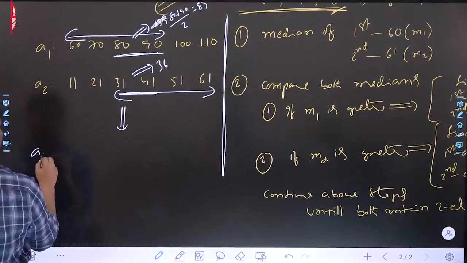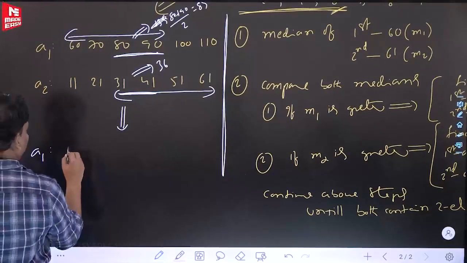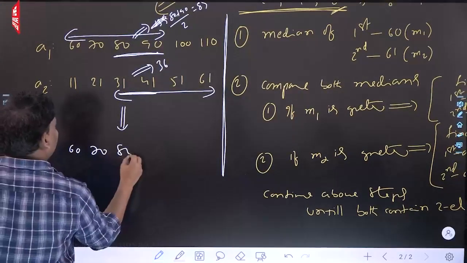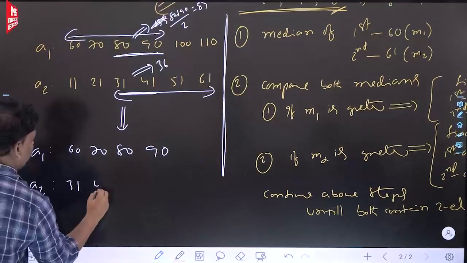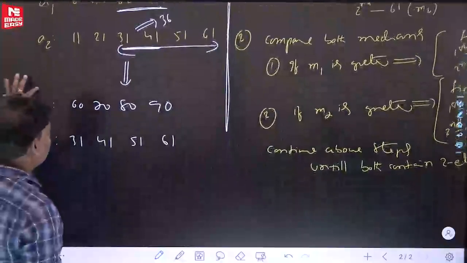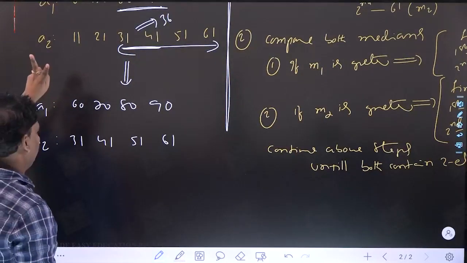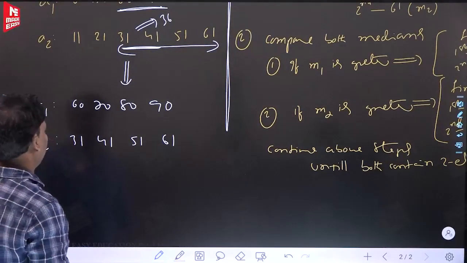So a1, a2. Can you help me? What is a1? 60, 70, 80, 90. What is a2? 31, 41, 51, 61. Again same story. Continue this until two elements remain. A1 also contains two elements, A2 also contains two elements. Continue that. I am continuing now.